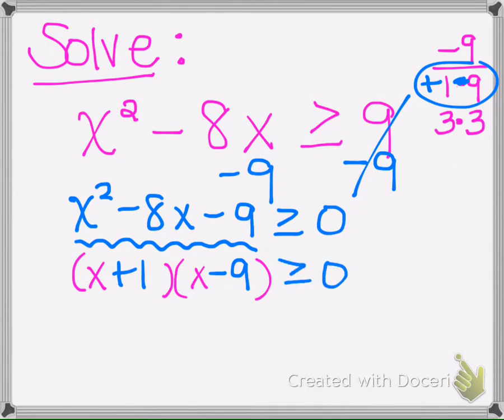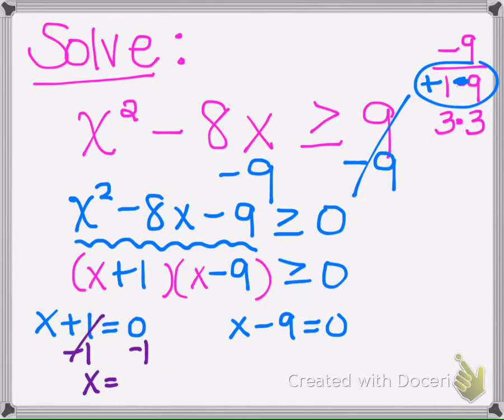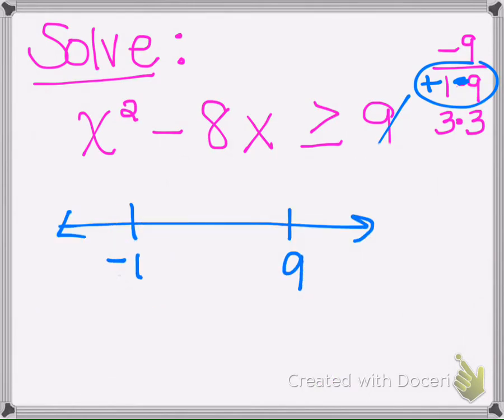Okay, then what I would do if this was an equal sign is I would set each of these equal to 0. And we would get negative 1. And we get 9. So those are going to be our test points. Boundary points.